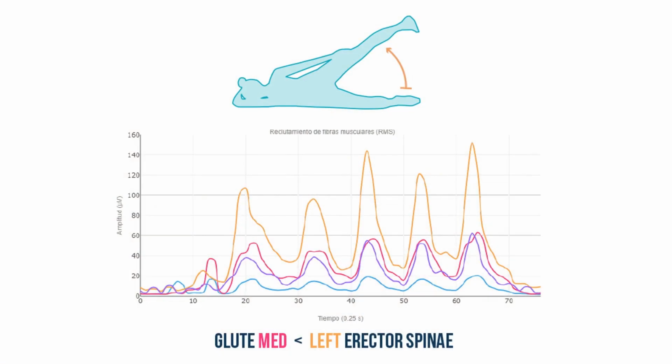Second test, hip abduction. The aim is to assess the gluteus medius. Observe trunk inclination, compensatory rotations, or early lumbar activation. If the gluteus medius does not stabilize the pelvis, the trunk compensates and the lumbar region takes on the load.